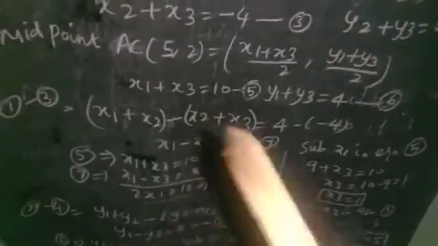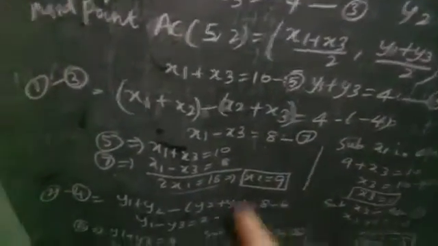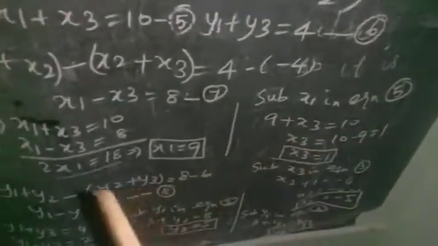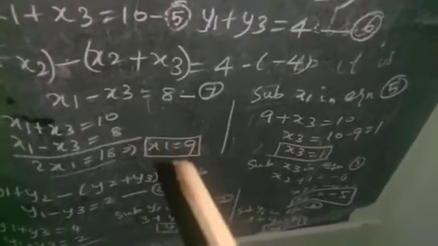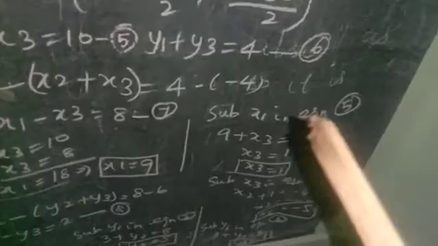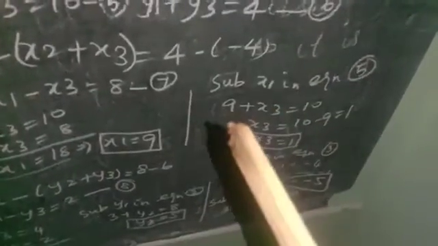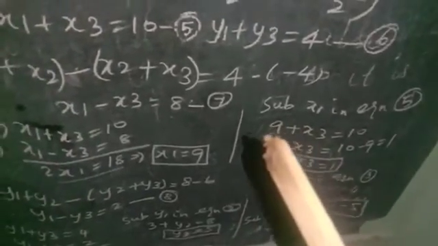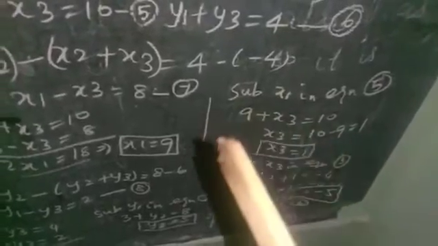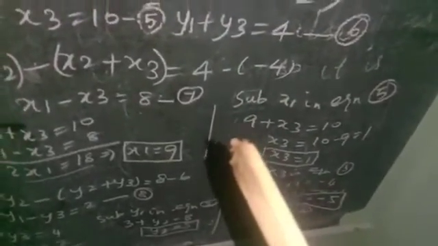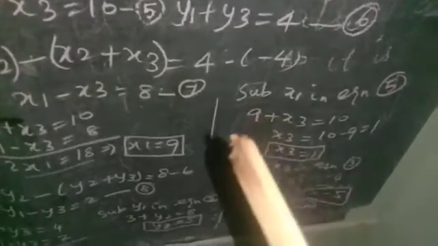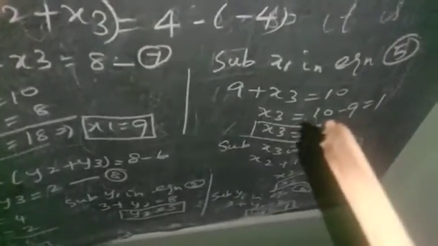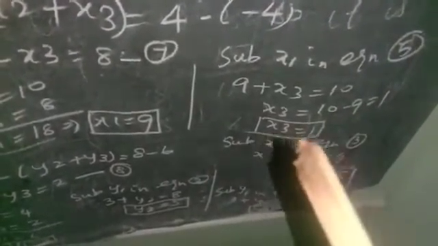Listen, we can use any equation, but we have to find out x1, x2, x3. So listen, here we found the value of x1. Then substitute the x1 value in equation 5. So x1 plus x3 is equal to 10. We substitute the x1 value 9 in this equation 5. 9 plus x3 is equal to 10. Therefore x3 is equal to 10 minus 9, which is 1. So therefore x3 is equal to 1.